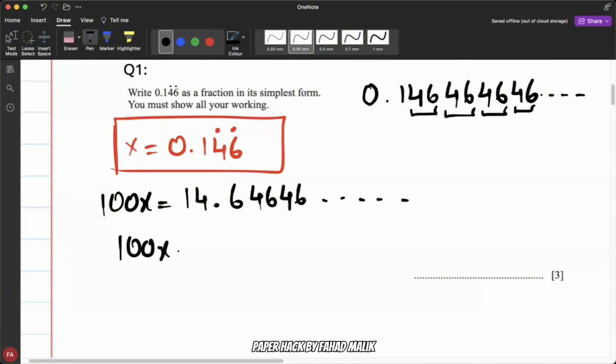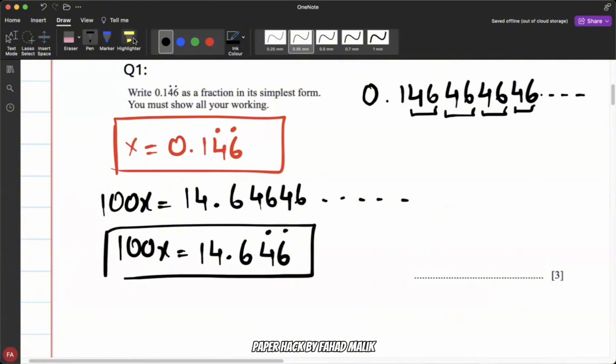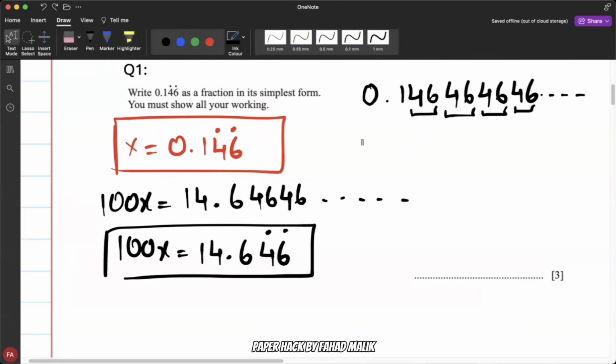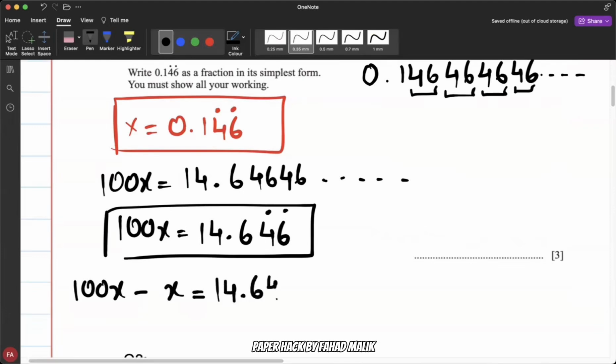So in other words, if I were to simplify my working, 14.646, and I can just place a dot on these 2 numbers. You don't need to write down this step, as this step is not required, nor is this one. So why did we write this down in the first place? To help you understand this question better. Now, hopefully you can see that we have 100x minus x equals 14.646. Again, we have a dot on this number, minus 0.146, and then we have dot on these numbers.